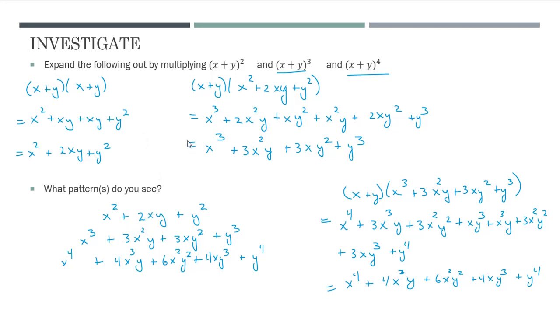Okay, so hopefully you took a chance to stop it and look. Things I notice: the x's all have a coefficient of 1, and the exponents go 2, then 3, then 4. Same thing on the right side. The y coefficient is 1. The exponent is going up by 1 as well.